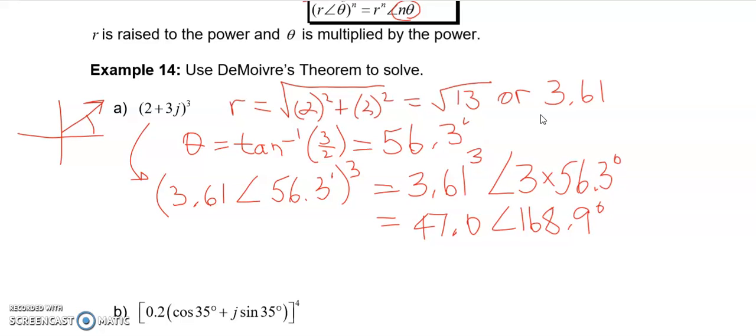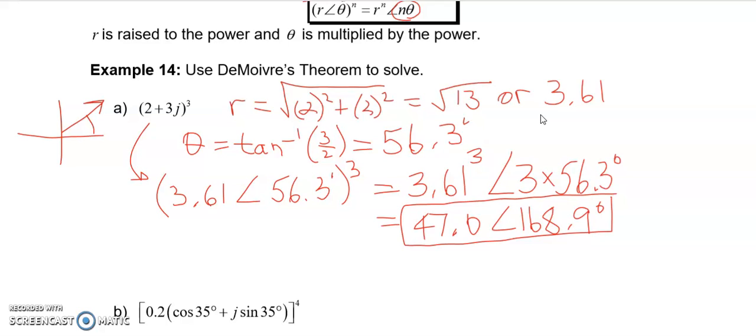Unless the question says to leave it in polar form, that is your answer in polar form: that complex number raised to the power of 3. If the question does not say otherwise, you need to convert it back into the form that the original question was in. The original question was in rectangular form. So again, unless it says to leave it in polar form, I now must convert that back into rectangular form.